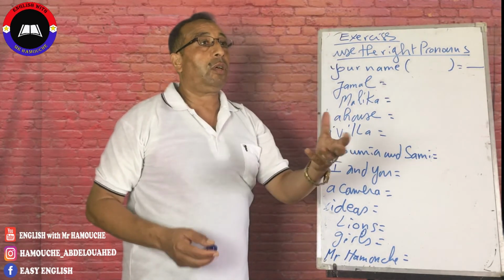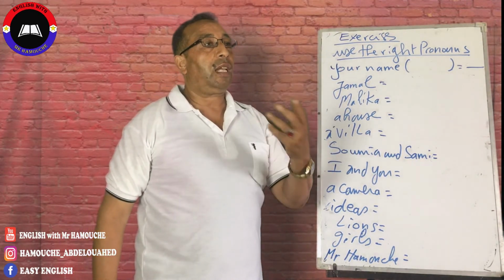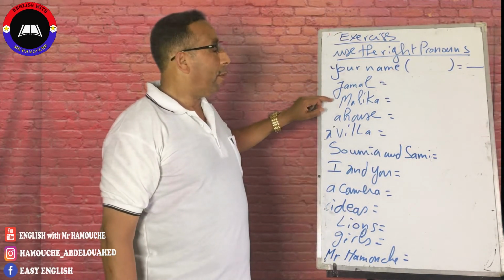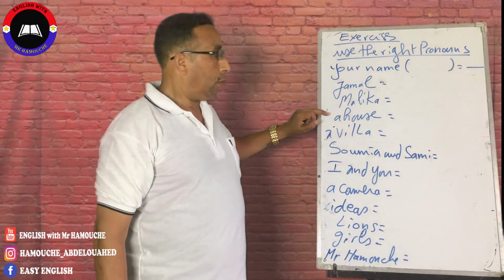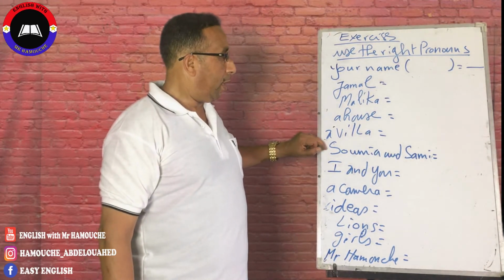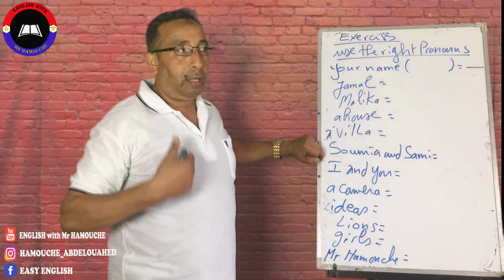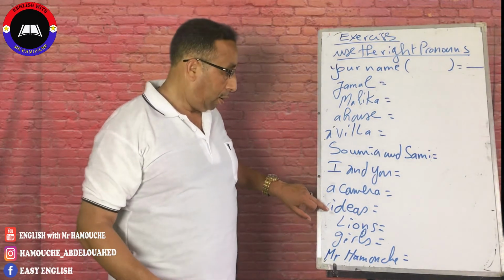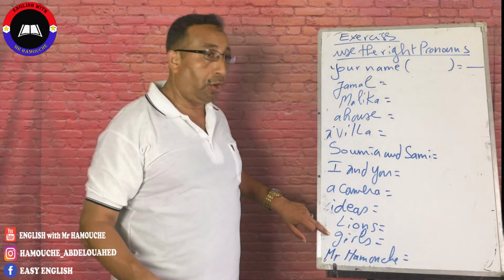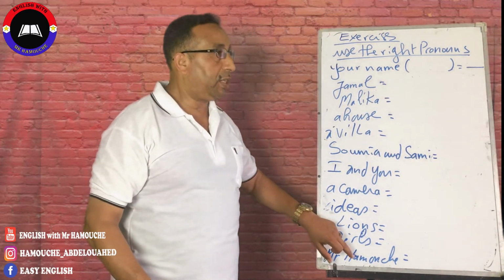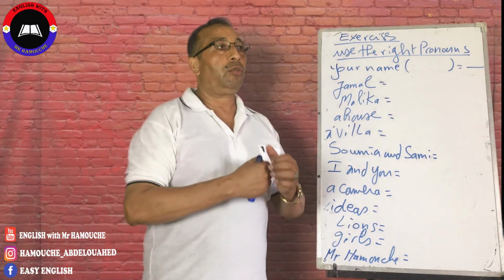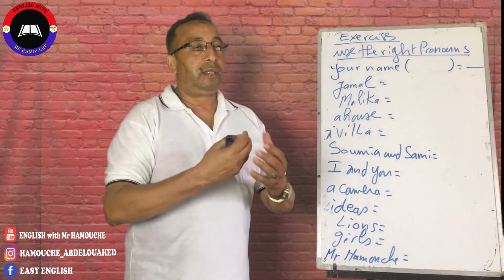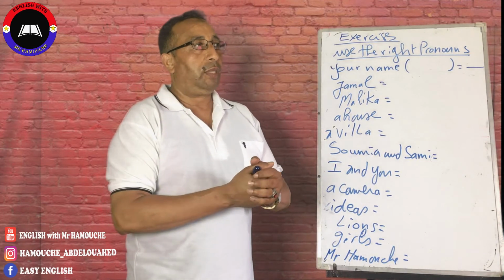إذا كان اسمك أو إذا كنت تتكلم عن نفسك ما هو الضمير الذي تستعمله؟ Jamal, Malika, house, villa, Samia and Sami, I and you, camera, ideas أفكار, lions الأسود, girls فتيات, and Mr HAMOUCHE. Mr HAMOUCHE, الأستاذ اللي هو أنا. ما هو الضمير الذي يمكن أن تخاطب به إنسان؟ Okay, Mr HAMOUCHE.